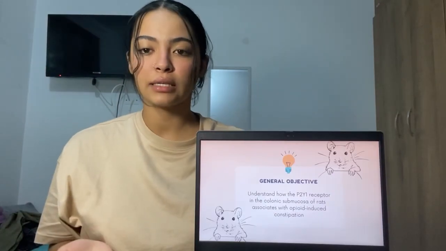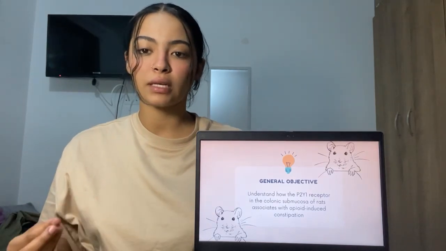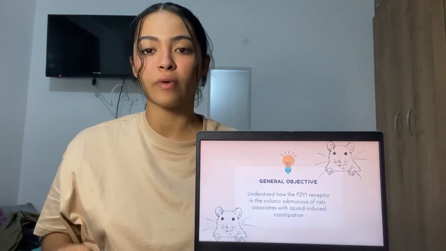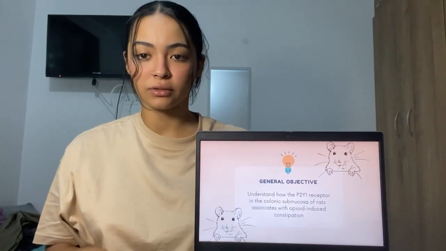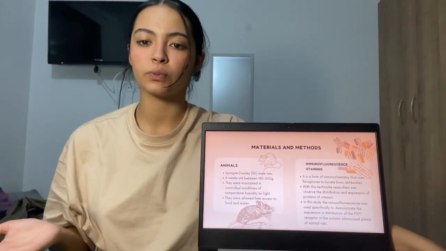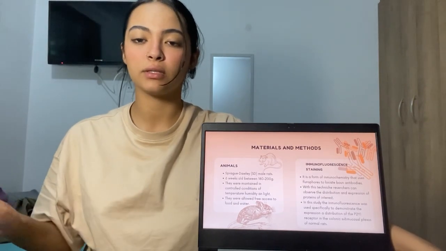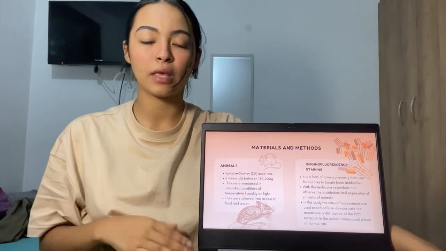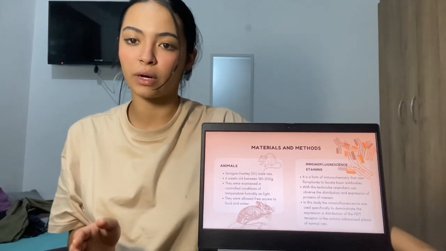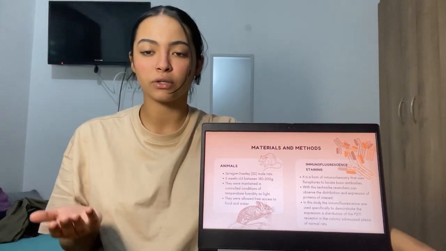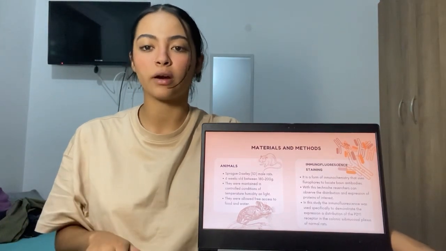The general objective of the study is to understand how the P2Y1 receptor in the colonic submucosa of rats associates with opioid-induced constipation. Now for the materials and methods, we have the animals. The animals that were used were Sprague-Dawley rats. They were 6 weeks old and weighed between 180 and 200 grams. They were maintained under controlled conditions and were allowed free access to water and food.